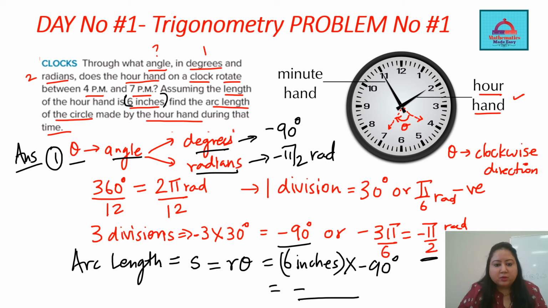When I do it in degrees, I multiply with this, so you get the arc length as 54 degrees. Now, can arc length be negative? It's representing a distance, so the final answer can be positive, because it's a length, a distance, and it cannot be measured negatively. So this is the final answer. The length of the hour hand you took as 6 inches, and you found the arc length of the circle made by the hour hand using the formula s equals r theta. That completes your answer.